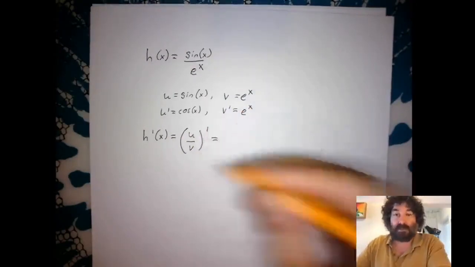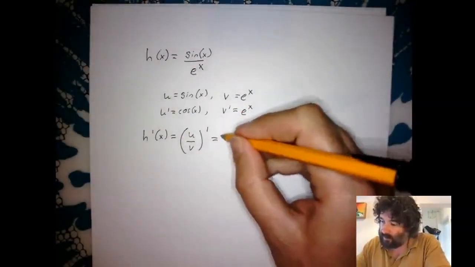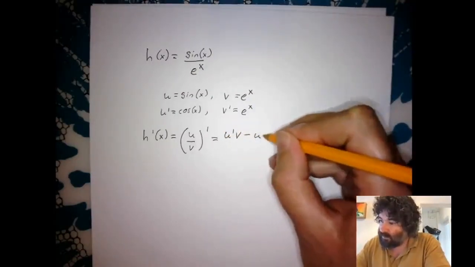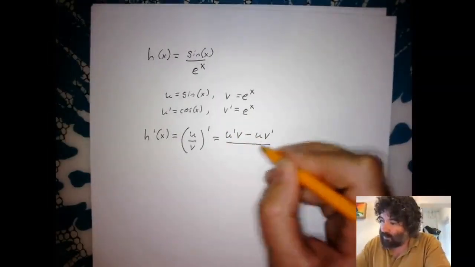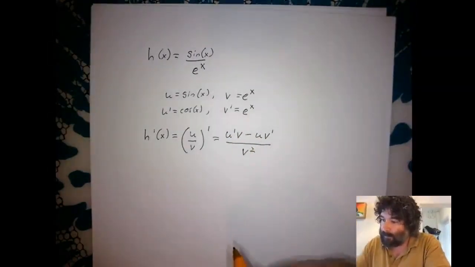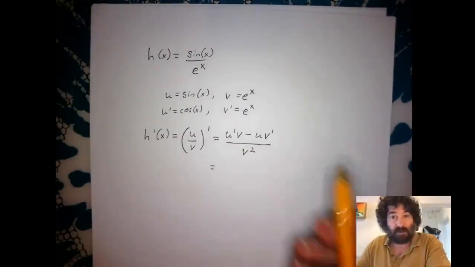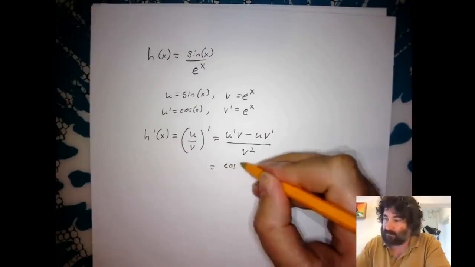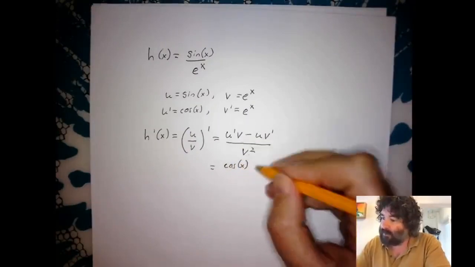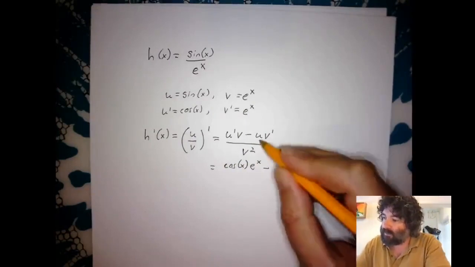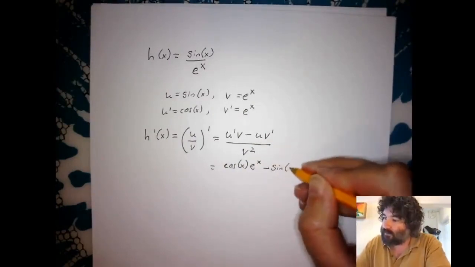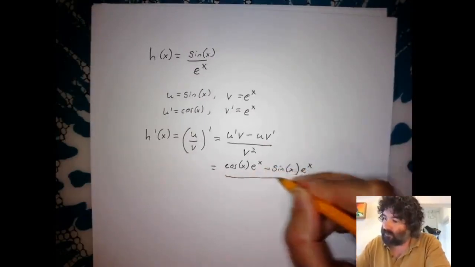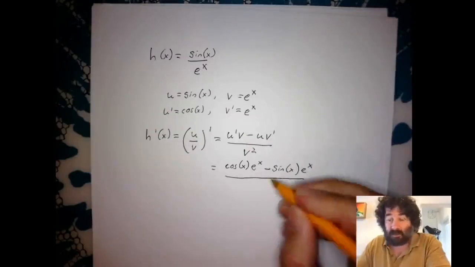The quotient rule says the derivative of this quotient of u divided by v is the derivative of u times v minus u times the derivative of v, divided by v squared. We have all these derivatives, and so we just put them into the formula. So u prime is cosine x, v is e to the x, minus u is sine x, v prime is e to the x, divided by e to the x squared, which is e to the 2x.